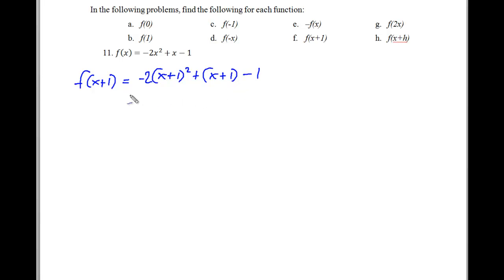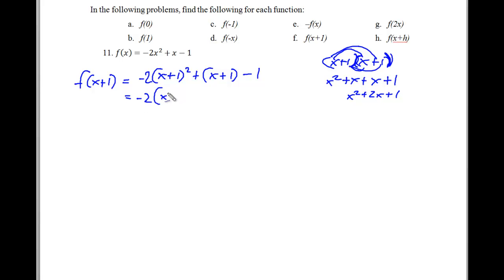Now what I will do is use my FOIL to basically FOIL this out. On the side work here, I'm going to take my x plus 1 and square it. Please understand that squaring a binomial is not just distributing the 2 to the inside like x squared plus 1. It's actual FOIL. So this is going to be x squared plus x plus x plus 1, which is x squared plus 2x plus 1. Therefore, this is going to be negative 2 times x squared plus 2x plus 1 in parentheses plus x plus 1 minus 1.